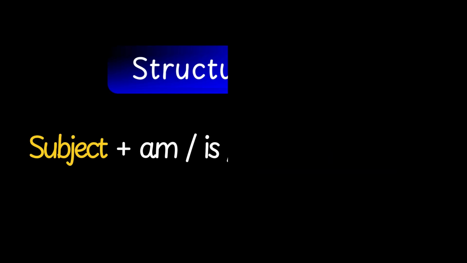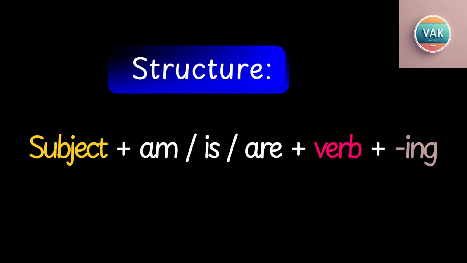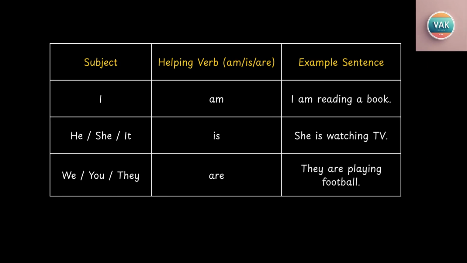Let's look at the structure. Subject plus am or is or are plus verb plus ing. Let's understand how to make sentences in present continuous tense. Look at this table. The subject is the person or thing doing the action. The helping verb is am, is, or are. It changes based on the subject. Then, we add the main verb plus ing form.